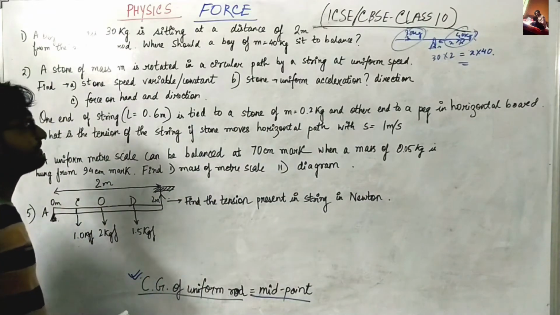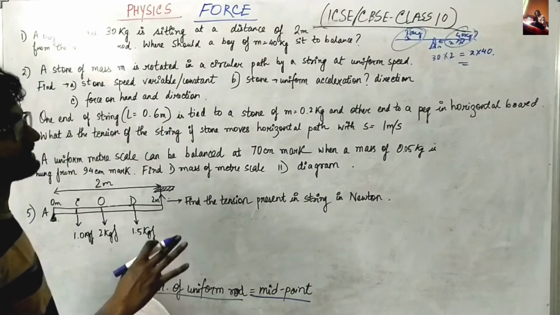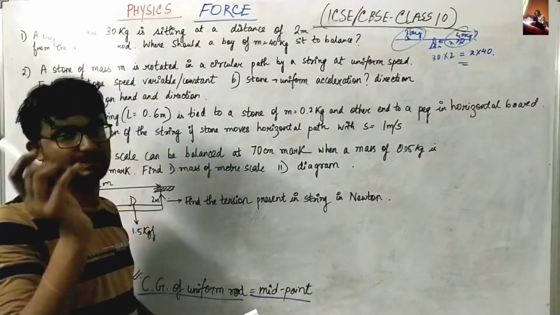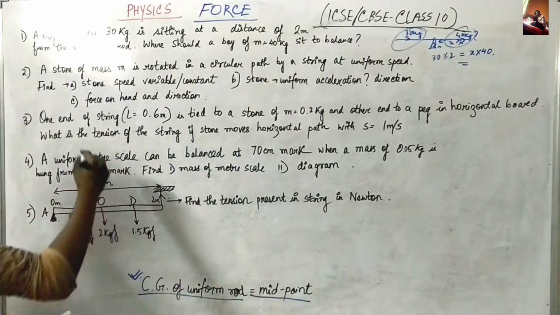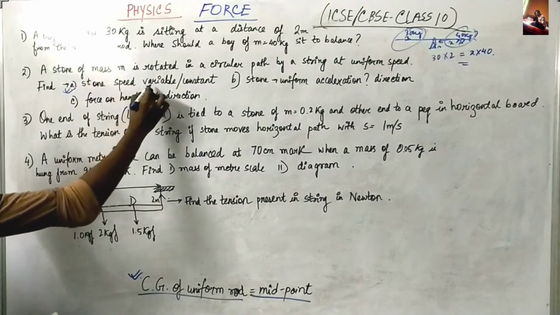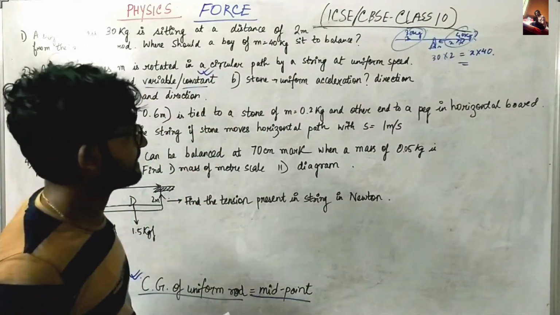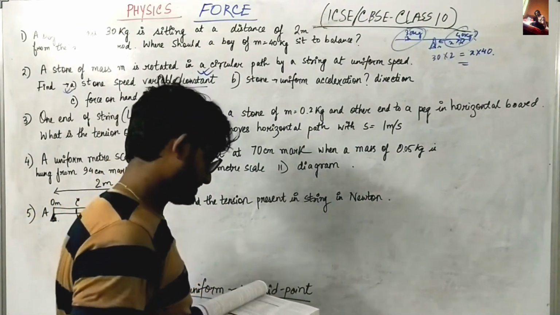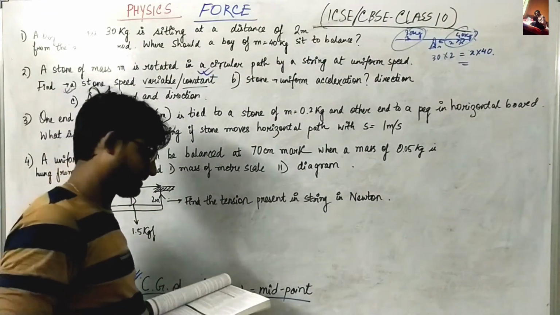A stone of mass m is rotated in a circular path by a string at uniform speed. So your stone is revolving around with the help of my hand and the string. First, the speed of the stone: is it variable or constant? Obviously this is constant. Stone's acceleration: obviously it is undergoing a uniform acceleration, and it is directed along the radius towards the center of the circular path.